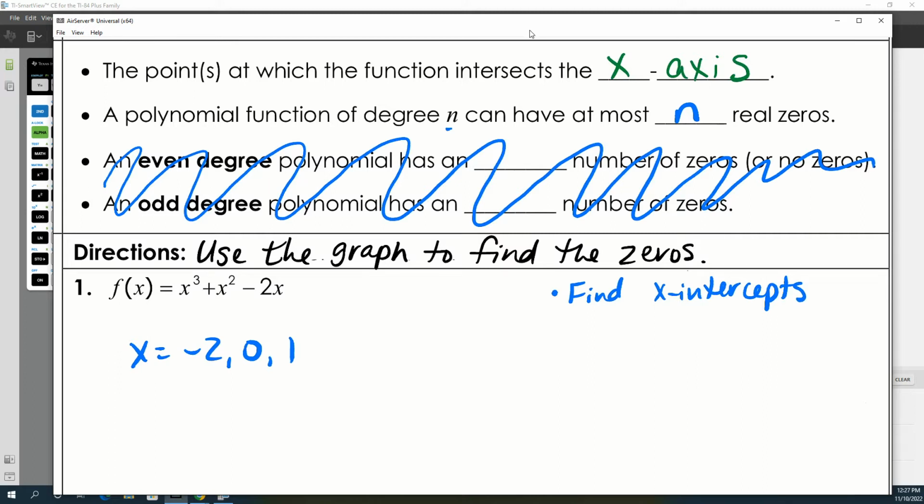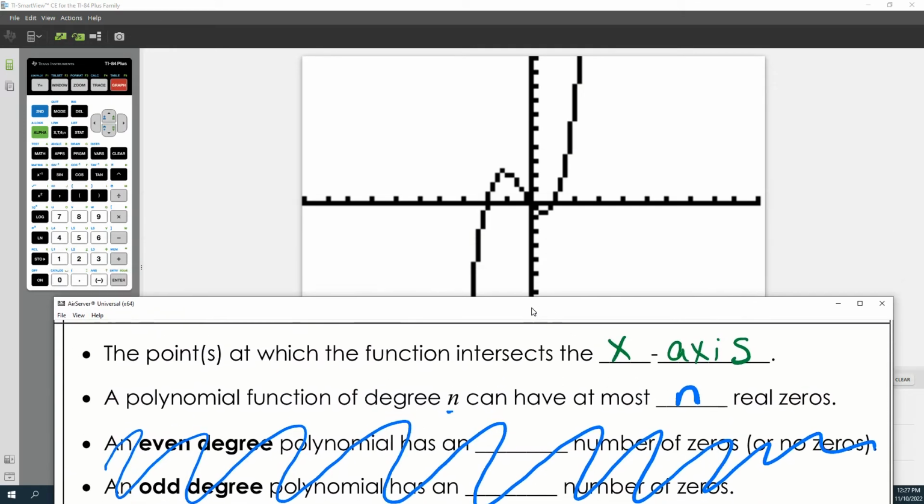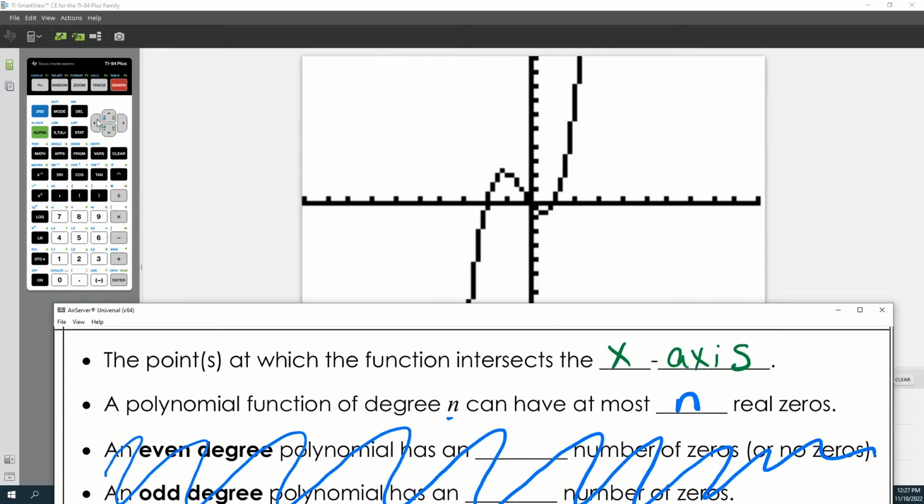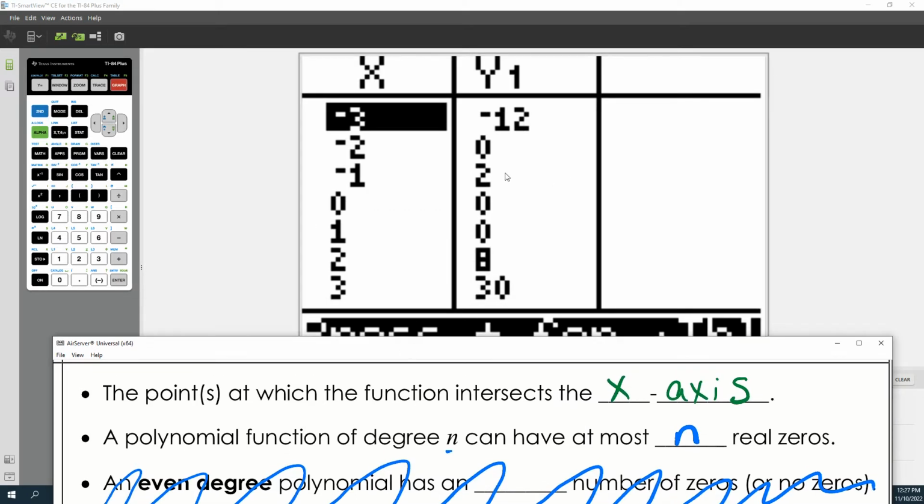I'm going to show you also, if you're not really sure, like if it kind of looks like it crosses, but maybe it's a little bit off, you can go to the table. So if you do second graph and go to the table, any of these points where the y is 0, that's going to be a 0. So there's our -2. See y 0 here. There's our 0, and then there's our 1. So either way, you can go to the table or the graph. It's up to you.